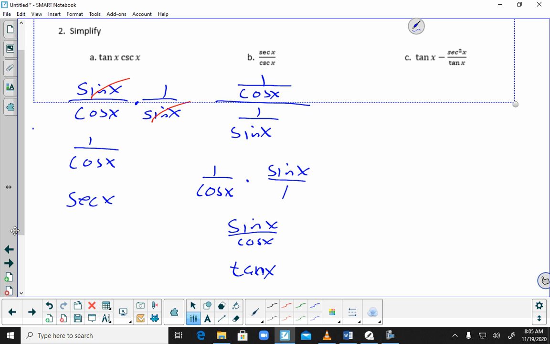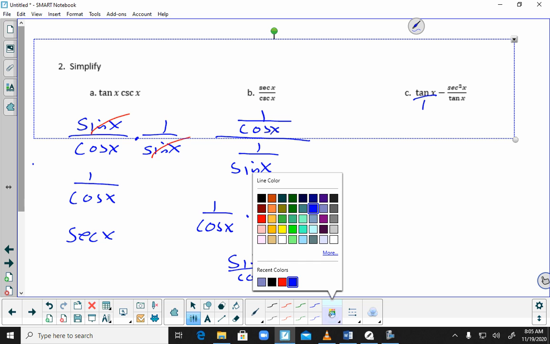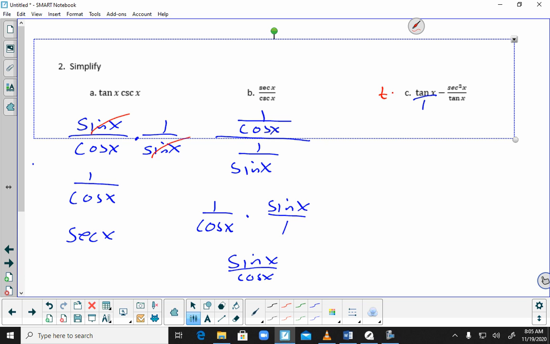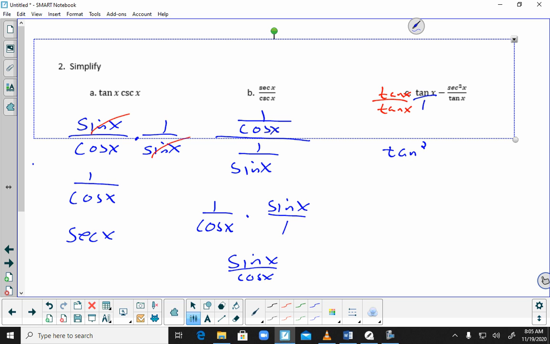The next one, I have tangent of x minus secant of x, and this tangent is over 1. So what I might want to do, so that I have a common denominator, is multiply both the numerator and the denominator by tangent of x. So tangent of x over tangent of x. And when I do that, I'm going to have tangent squared x over tangent of x minus secant squared x. And I'm going to leave it like that because they're both over tangent of x.